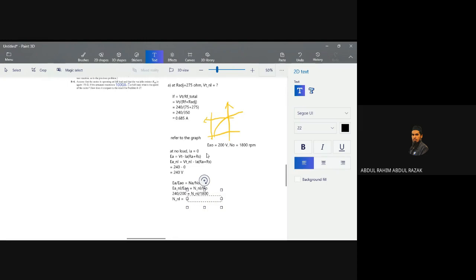So what value of speed did you get? 240 divided by 200 equals 1.2, yes. Multiplied by 1800. 240 divided by 200 multiplied by 1800. So that is your speed at no load. How much? 2160. Right. So that is your speed at no load. You increase the R adjustable, you get the initial speed at no load, which is higher than 1800 RPM.